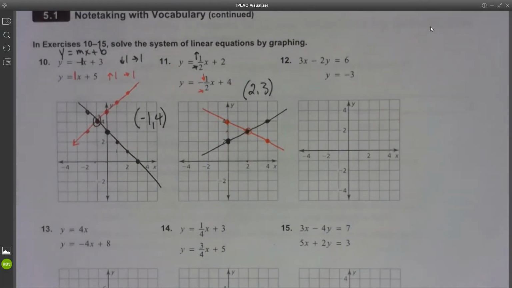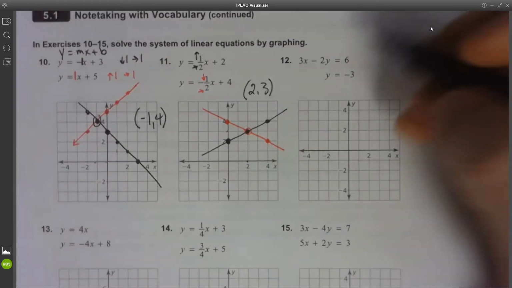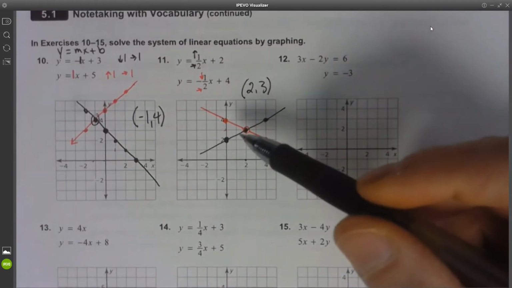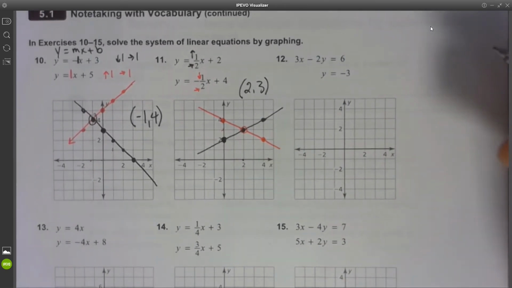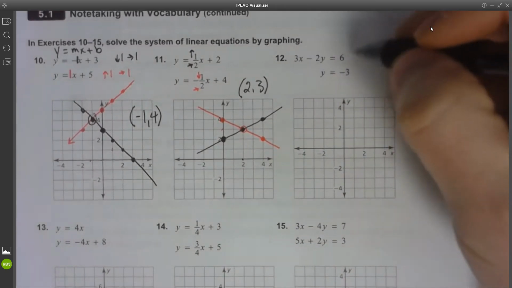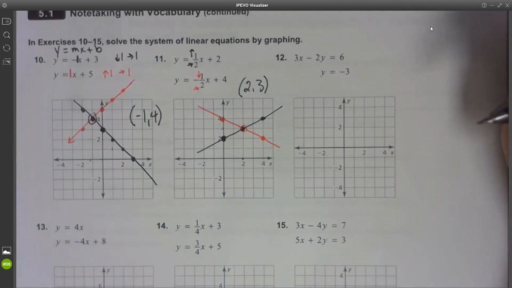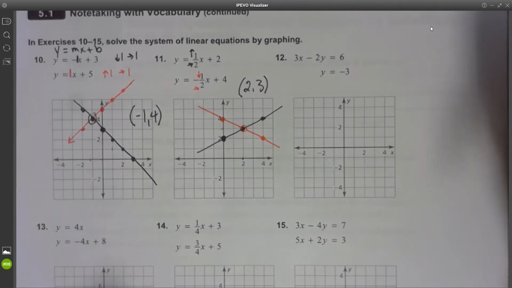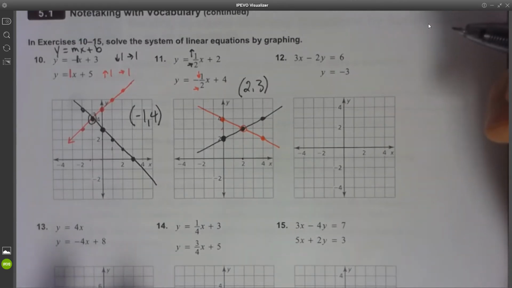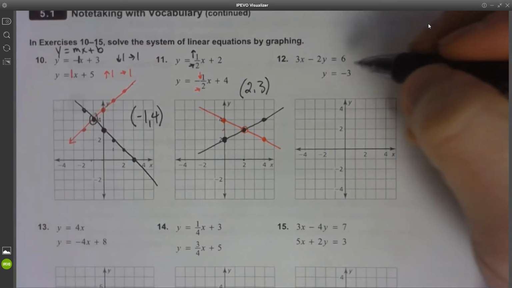This is the second part of 5.1 notes video. So we're graphing systems of equations to find the intersection point, which is our solution. But you might run into problems where you're trying to solve or graph an equation and you're not in slope-intercept form. So we've learned a lot of different ways to graph equations so far in Algebra 1.